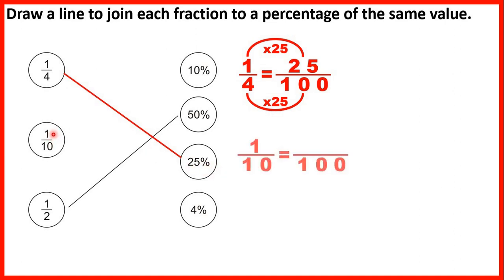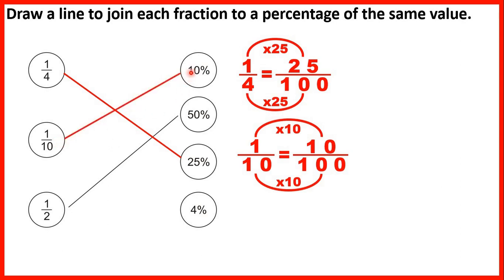So because 1/4 is equivalent to 25 hundredths, 1/4 is the same as 25%. Now we have 1/10. So again, we can find a fraction which has a denominator of 100. 10 times 10 is 100, and 1 times 10 is 10. So 1/10 is the same as 10%. And then we can see that they've done 1/2 for us. 1/2 is the same as 50% because 1/2 is equivalent to 50 hundredths.